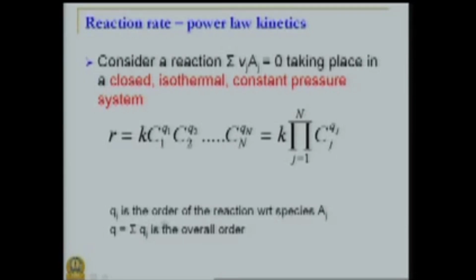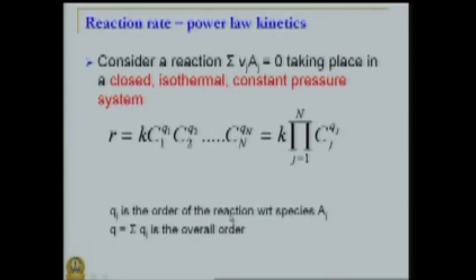So, Qj is the order of the reaction with respect to species Aj, and this is the simplest form of power law kinetics. Now, we call this Qj the order with respect to Aj, and if you sum up all these Qj's, we get Q, what we call the overall order.